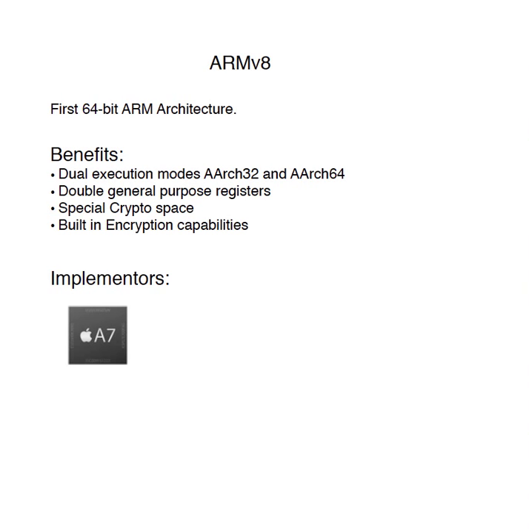Next, we have double the general purpose registers. What does that mean? We have more registers, so we can have more data stored in these registers, and we need not go and jump into RAM to get the data. So we have faster execution cycles here. And there is something called special crypto space, which means there is a memory space on the chip where you can save encrypted data.